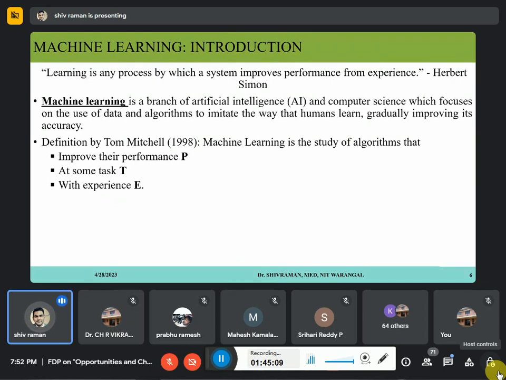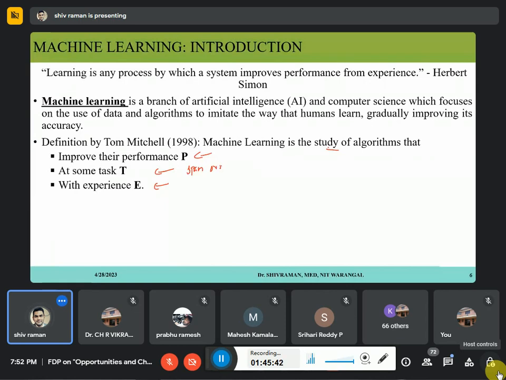Basically, humans learn from experience, whether good or bad, and based on that they avoid mistakes happening again and again. So coming to the machine learning algorithm, it is a study of algorithms that improve performance at certain tasks with experience. The task can be anything, such as whether an email is spam or not.